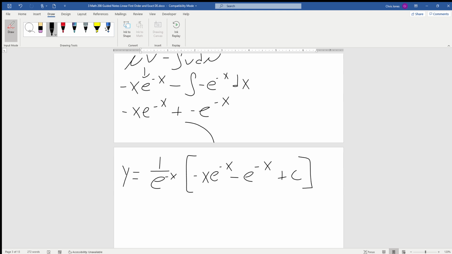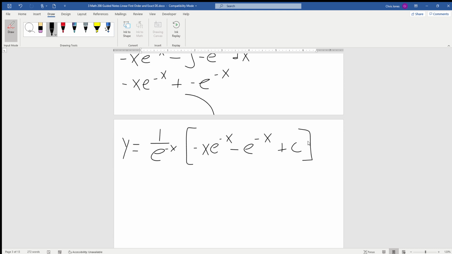And then we can just multiply through by that 1 over e to the minus x, and we're actually going to get a really nice solution, believe it or not, because when we distribute through, 1 over e to the minus x and e to the minus x are going to cancel, so those both become 1s, and then we just get a c over e to the minus x. So I think our nicest looking solution, at least for the general solution, is going to be minus x minus 1 plus c e to the x.